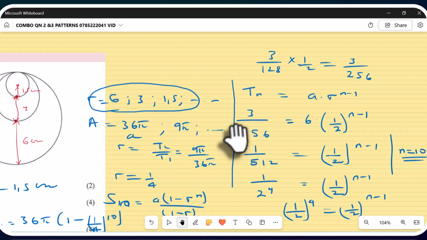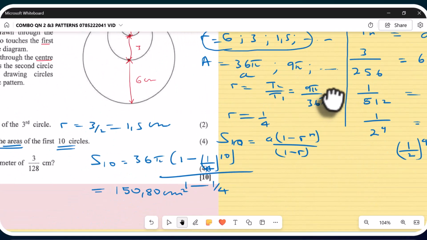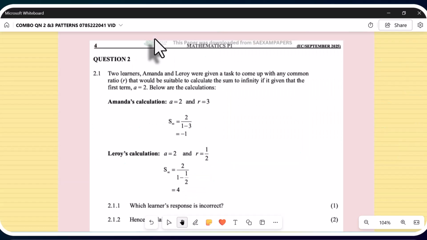They're saying that two learners, Amanda and Leroy, were given a task to come up with any common ratio that would be suitable to calculate the sum to infinity, given that the first term is 2. Below are the calculations. Amanda's calculation: a equals 2 and r equals 3. The sum to infinity, she gets 2 over 1 minus 3, which gives negative 1. Leroy's calculation: a equals 2 and the common ratio is 1 over 2. Then the sum to infinity is 2 over 1 minus 1 over 2, which gives us 4. They ask which learner's response is incorrect.